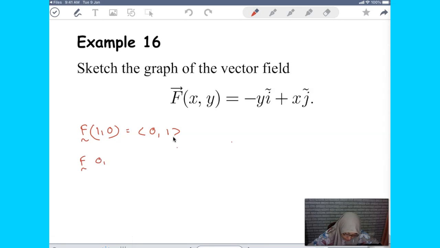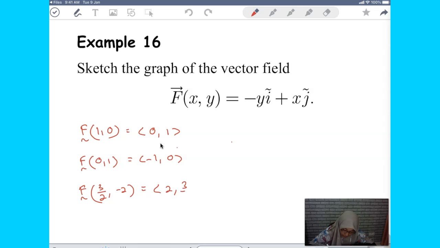We assign the x and y, and when you put them into the vector function here, you will have minus y, so you will get minus 1, and then x is 0. Maybe you choose another point, let's say I'm choosing (3/2, minus 2). When you substitute, you get 2 and then 3/2.